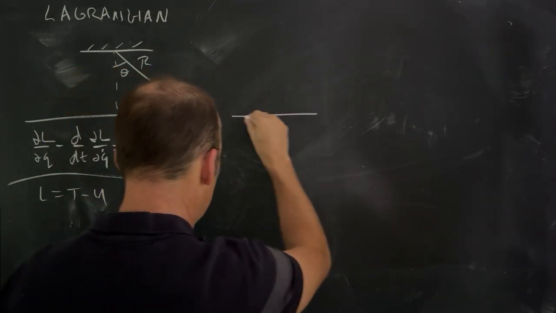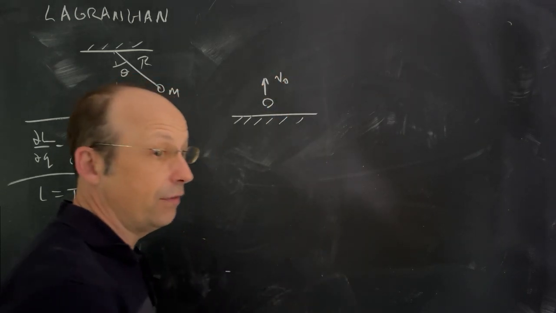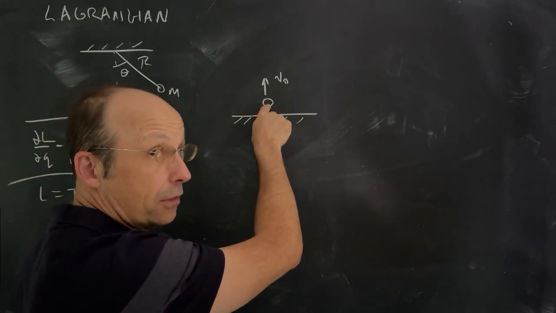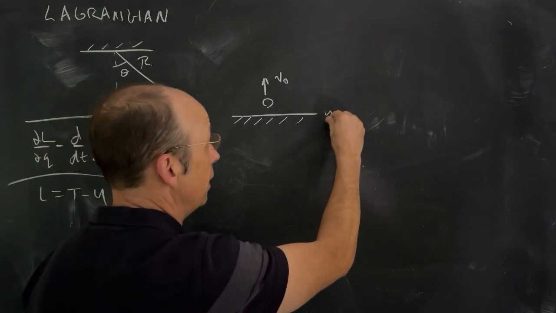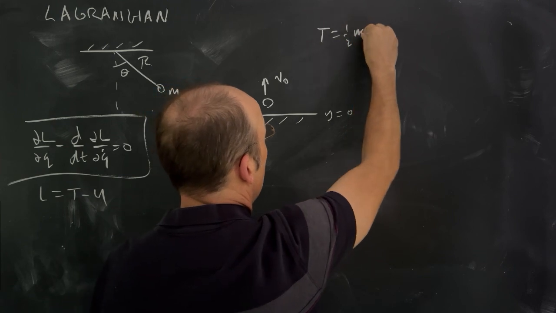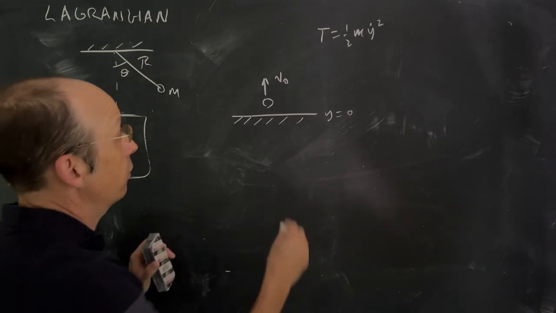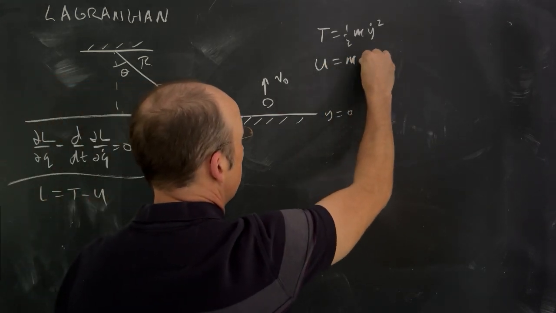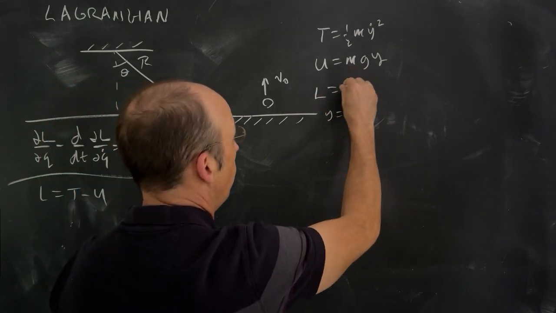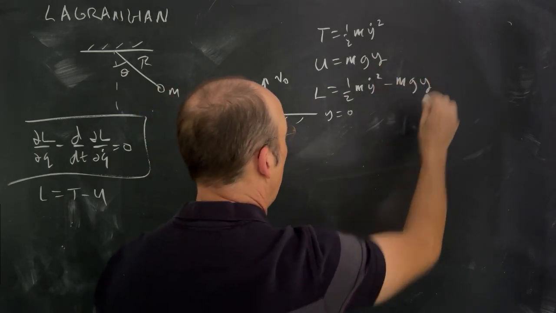So let's take the following situation. I have a ball, and I throw it up with some initial velocity v0, and this is just in one dimension. Okay, so actually I can describe the kinetic and the potential energy of this ball. So let's say this is y equals 0. Then in that case, the kinetic energy is 1/2 m y dot squared. Right, that's kinetic energy. I can describe the potential energy, m g y. I can find the Lagrangian, 1/2 m y dot squared minus m g y.